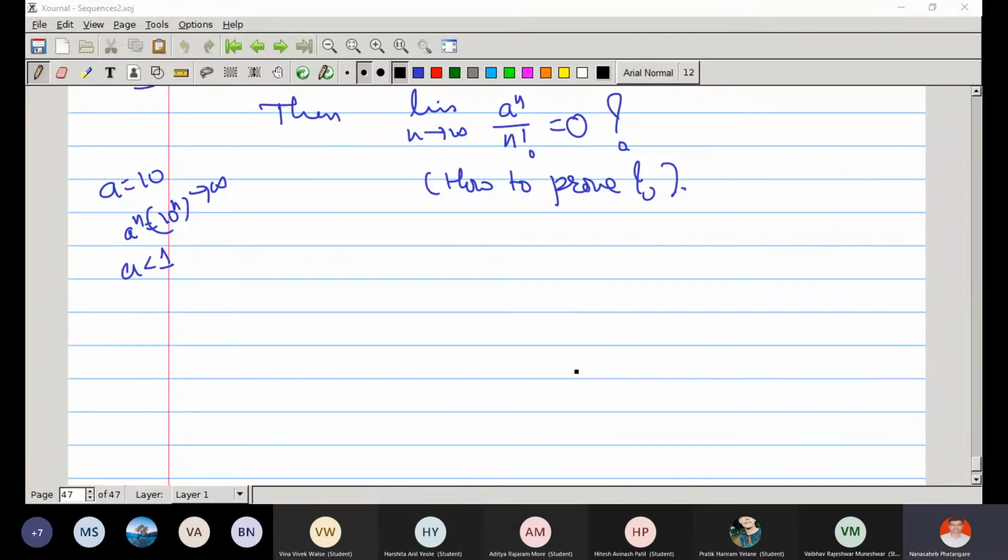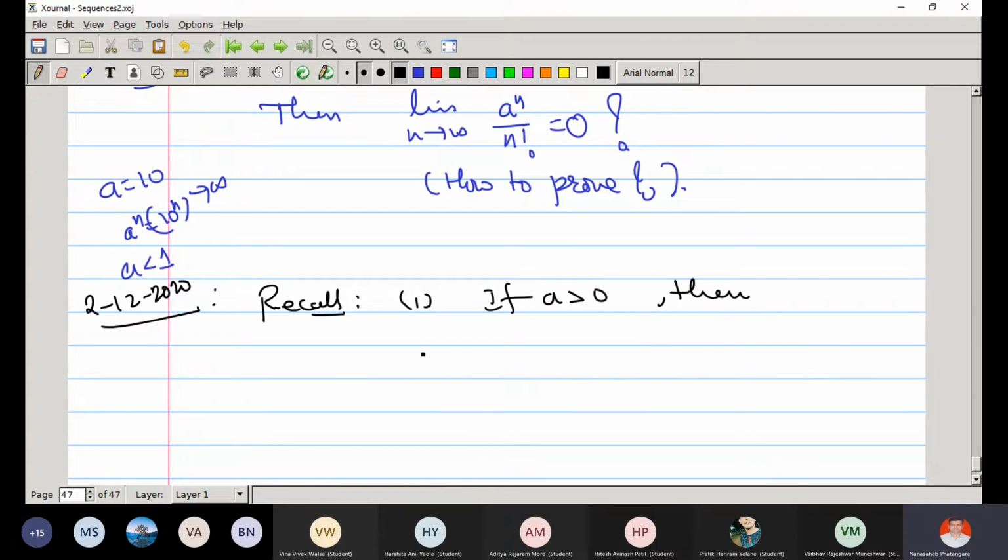Okay, so what we were discussed yesterday. Yesterday we saw that limit of... So if a is positive, then what is limit of a raised to 1 by n? What is this limit?